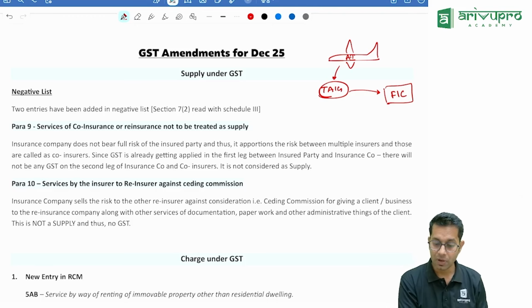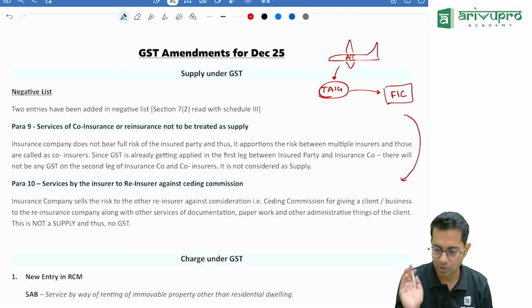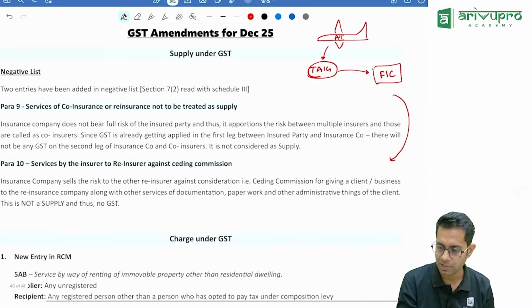Now what is happening over here? This is a case of reinsurance. This is point number 2. I'll just discuss point number 1 first.